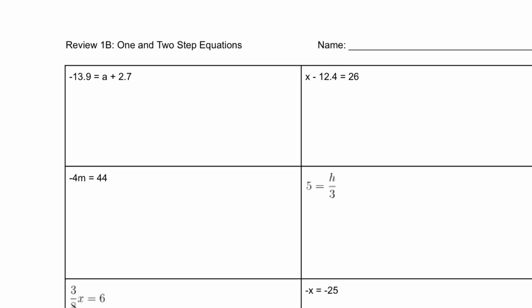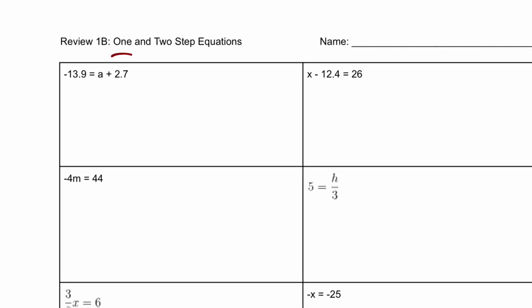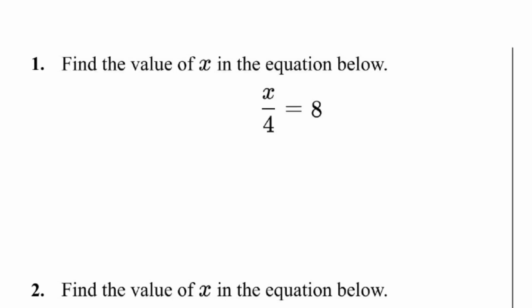Next up, 1B, 1 and 2-step equations. Let's start with the 1-step equations. There's 4 basic operations that we can undo by doing the opposite operation. For example, here x is divided by 4. We can undo that by multiplying by 4. To keep things equal, we do so on both sides.